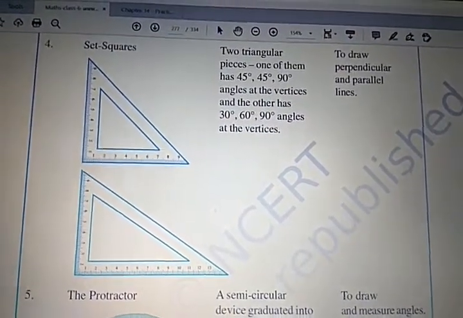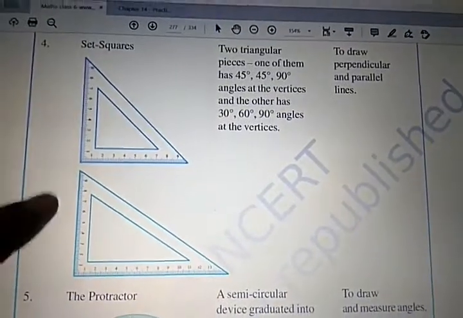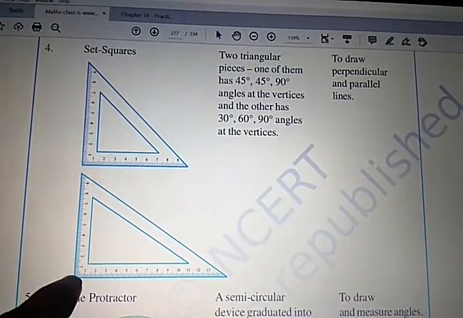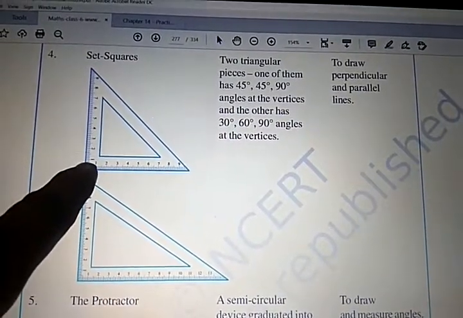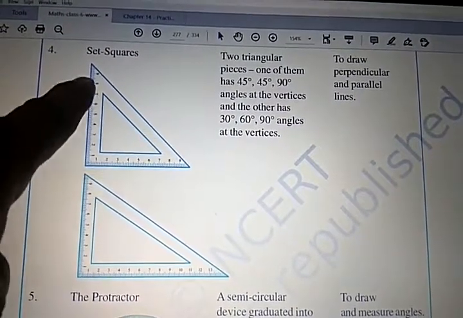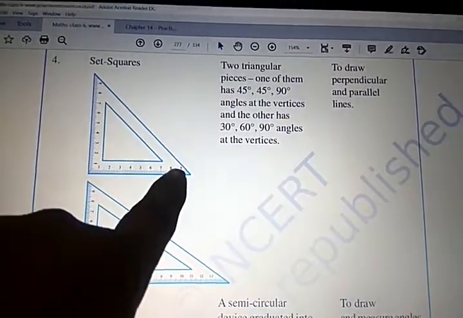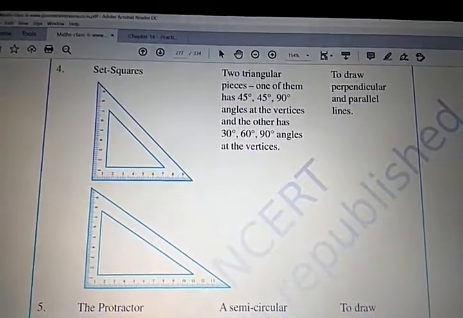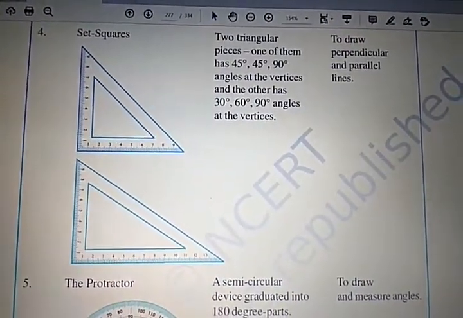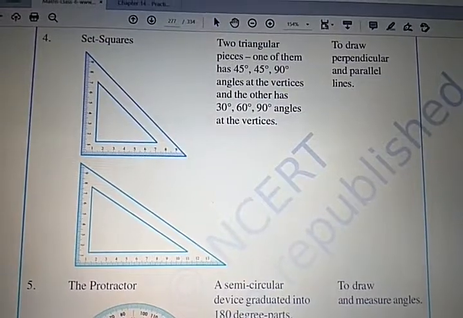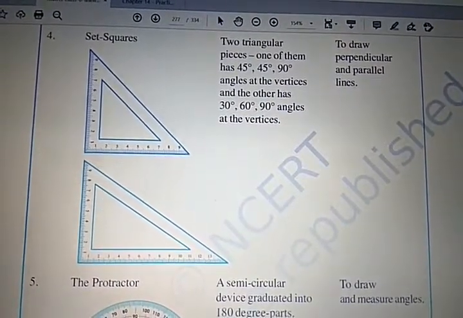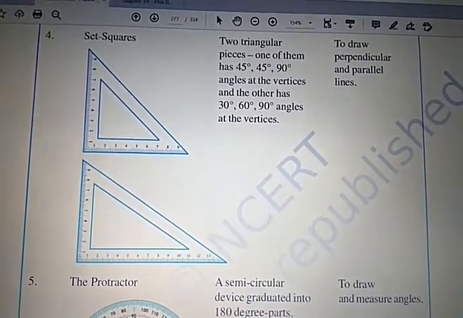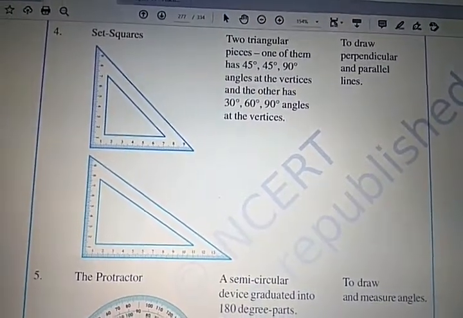Now you can see here, this first one has 90 degrees over here, and the second one has 90 degrees over here. Now in this first one this is 90 degree, this is 45 degree, and this is 45 degree. So 45 plus 45 is 90, 90 plus 90 is 180. And we know the angle sum property of the triangle. I think you must have studied it in your previous standard. The sum of the angles of a triangle is 180.